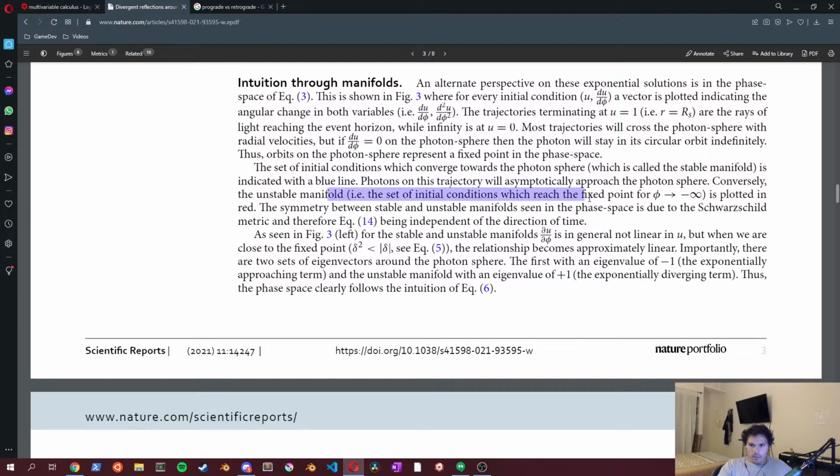All right. Symmetry between stable and unstable manifolds is seen in the phase space due to Schwarzschild metric, and therefore equation 14 being independent in the direction of time.